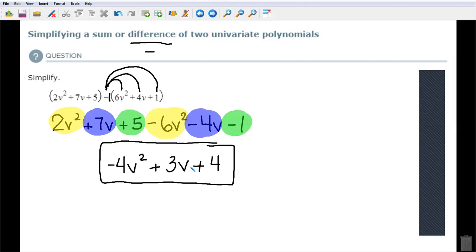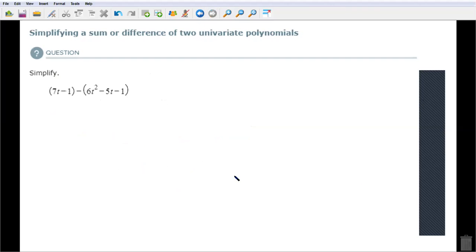Once again, no like terms, so don't combine them all together. You cannot add any of these things together because they do not have the same variable or the same exponent. Last one, I wanted to throw this one here because there's one thing missing. If you notice, this first set of parentheses does not have a t squared term.